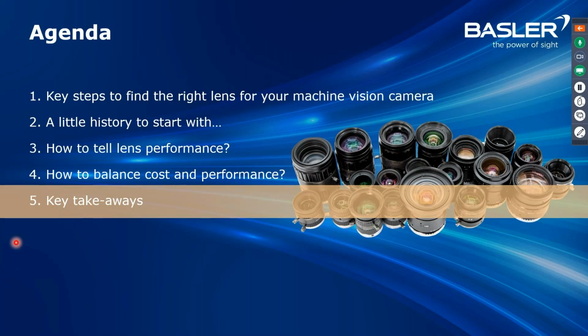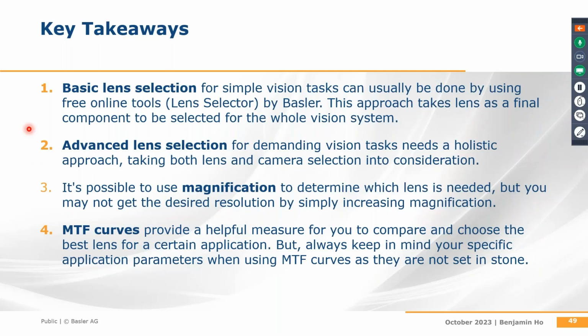Last will be the key takeaways for today's webinar. First, basic lens selection for simple vision tasks can usually be done by using the free online tool, Lens Selector by Basler. This approach takes the lens as the final component to be selected for the whole vision system. Second, advanced lens selection for demanding vision tasks needs a holistic approach, taking both lens and camera selection into consideration.